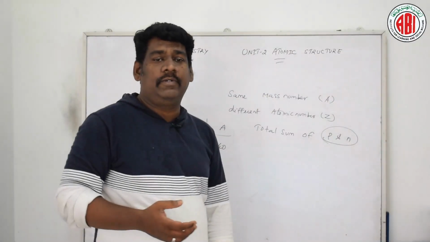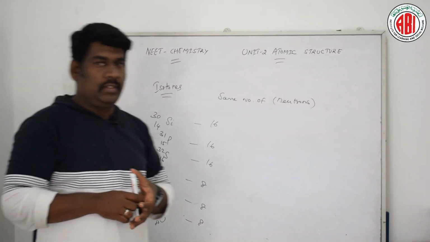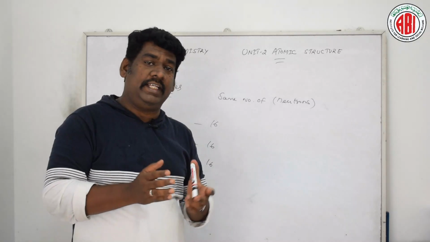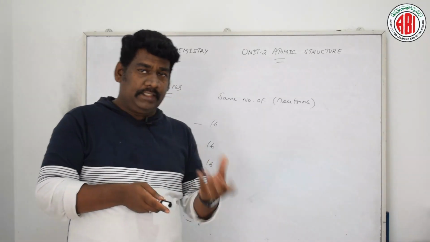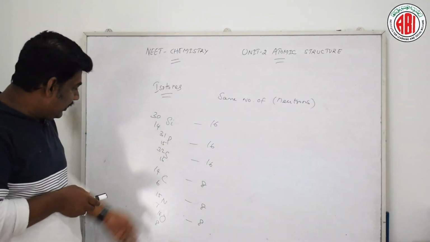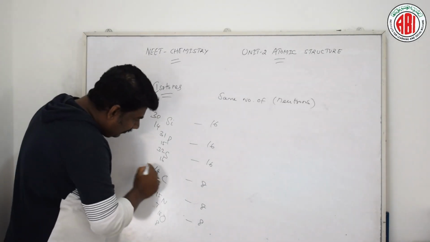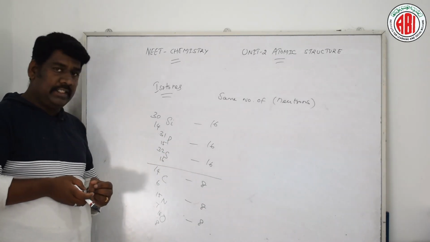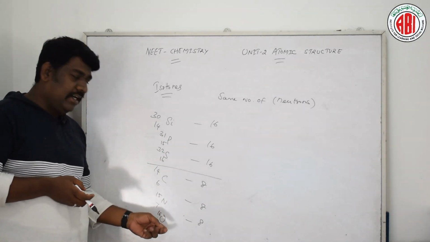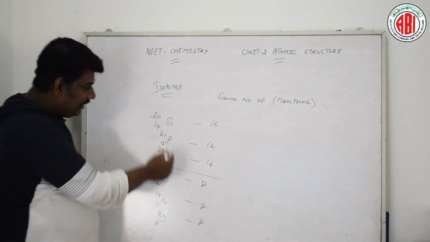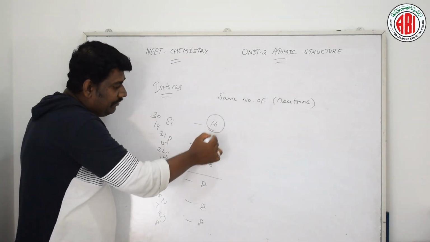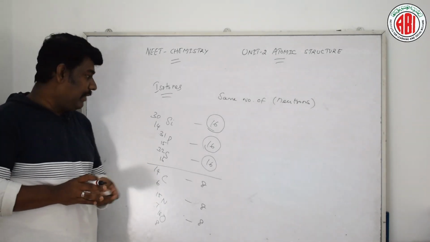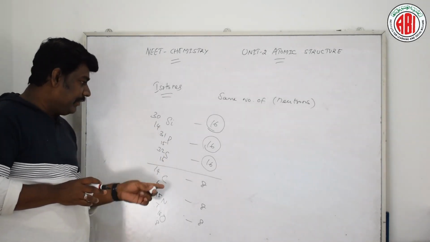Now let us talk about isotones. The atoms which have the same number of neutrons but different mass numbers are said to be isotones. So look at these examples. Say for example, here two different categories are there: silicon, phosphorus and sulfur is one category; carbon, nitrogen and oxygen is another category. In all these categories we can see the number of neutrons is similar, but the mass number is different for each category.